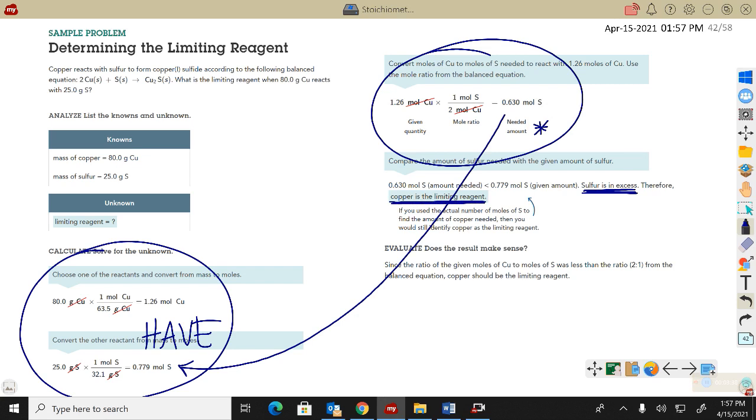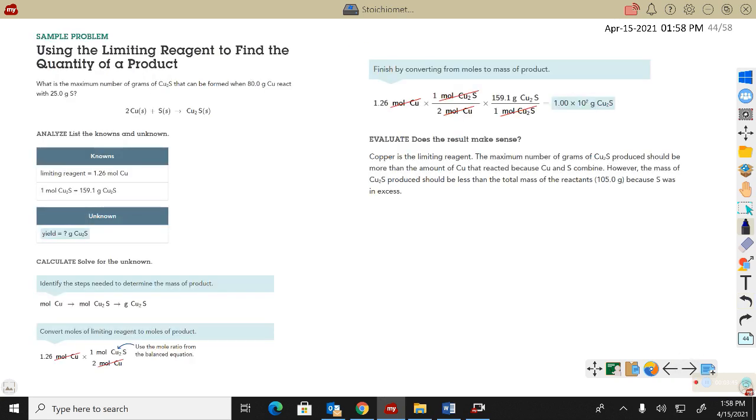Well, the idea then is that the limiting reactant, the copper, is going to run out first. And so when I run out of copper, I can't make any more copper sulfide. So the amount of product is dependent on the limiting reactant. And then sulfur was the excess. So it is not dependent on the excess. There will be excess sulfur, which is fine. But when I run out of copper, the reaction will stop.